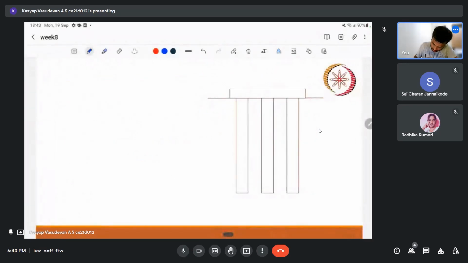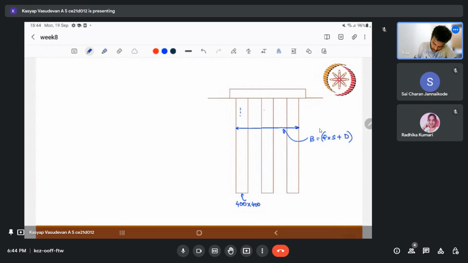It is 400 cross 400 square piles, and this is our capital B. That will be equal to 2 times spacing plus one width of the pile, right? Width or diameter of the pile. Okay, so spacing is nothing but center to center, and here it is D.